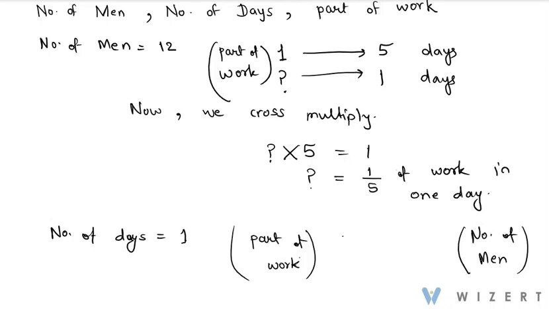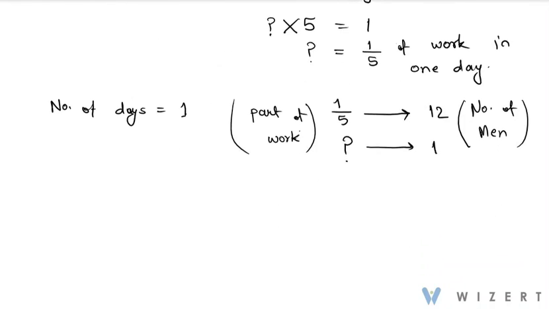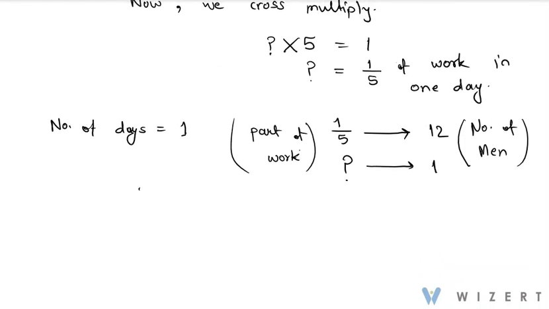So 1/5 of work is being done in 1 day by 12 men. So how much of work is being done by one man in 1 day? So this is the variable here, and now we can use the unitary method and now we cross multiply.